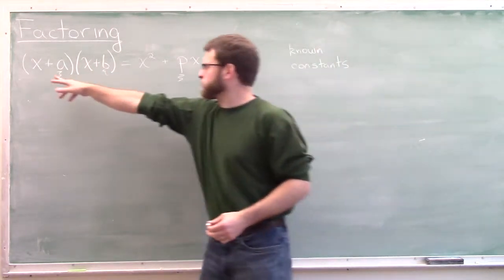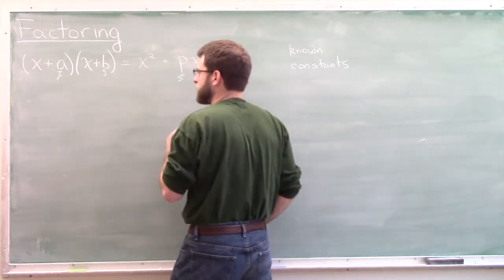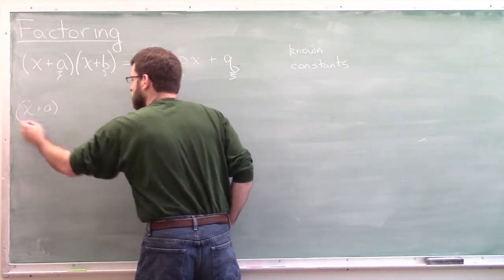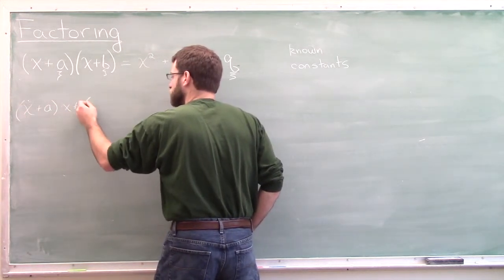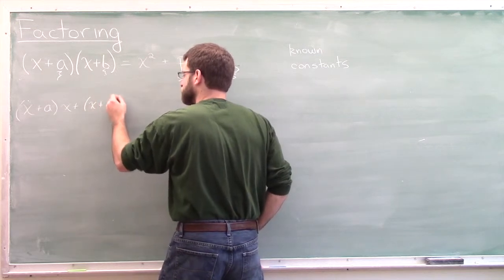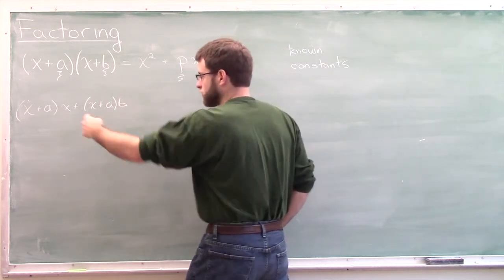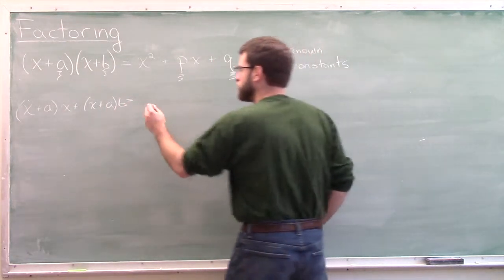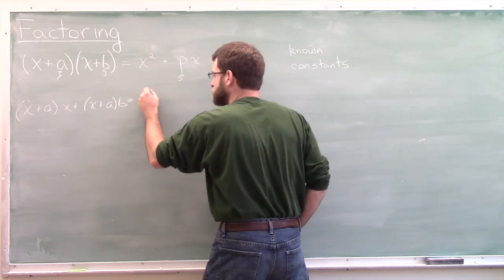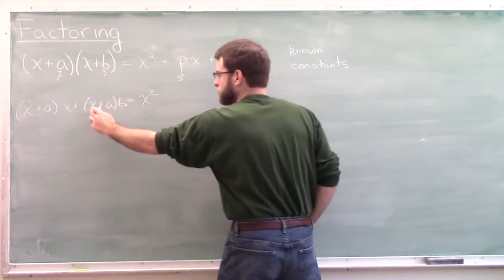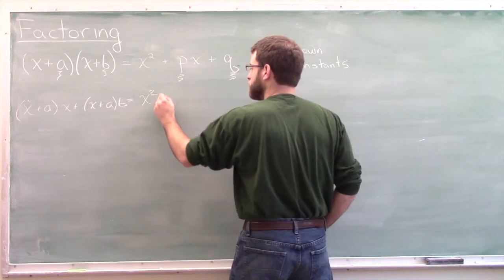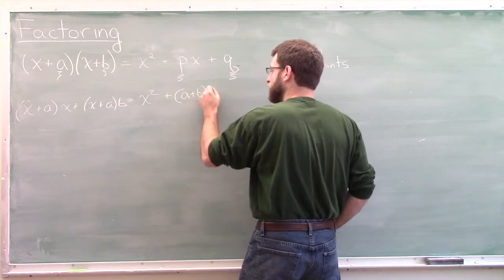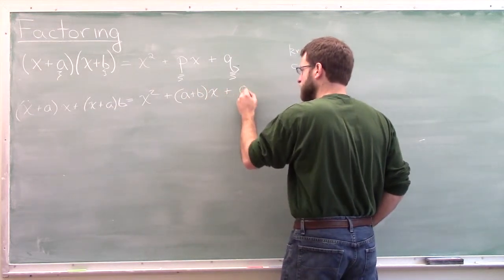So we're going to multiply this out. We distribute the first polynomial across each term in the second polynomial: the x across, and the b across, and combine like terms. When we do that, we get an x squared term, an ax term, a bx term, and an ab. If I combine like terms, I get x squared plus (a plus b)x plus ab.